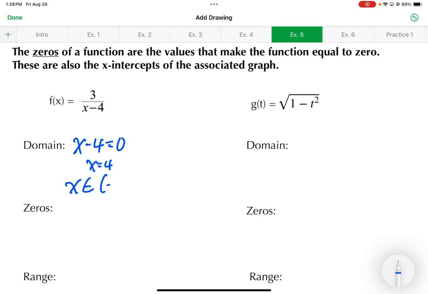Andy? Negative infinity to 4, parentheses, and then 4 to infinity. Perfect. So negative infinity to 4, and then I'm going to union it with 4 to infinity. Very good.